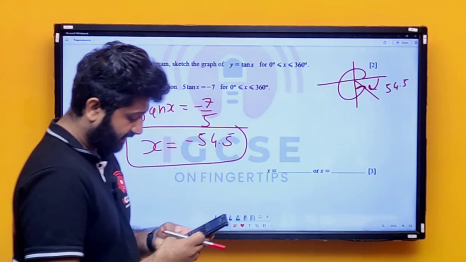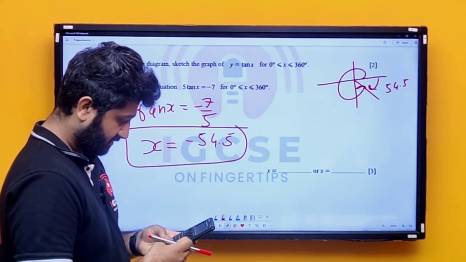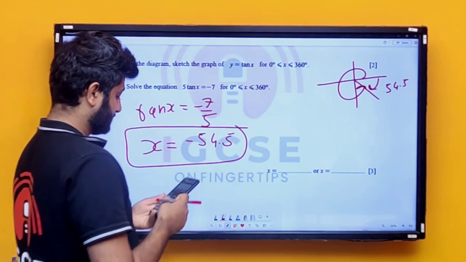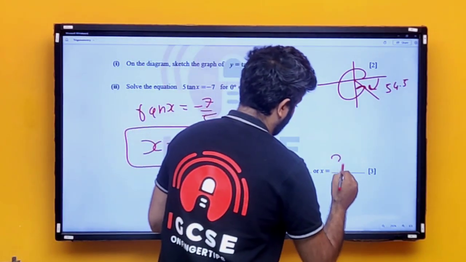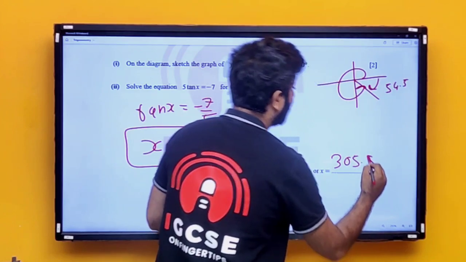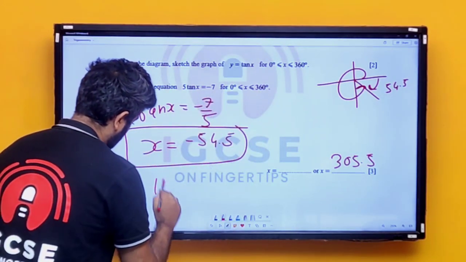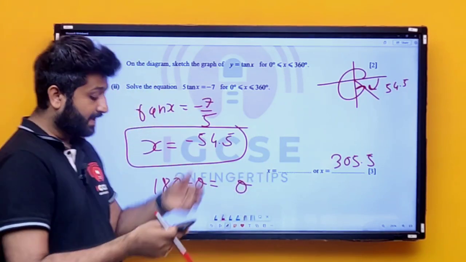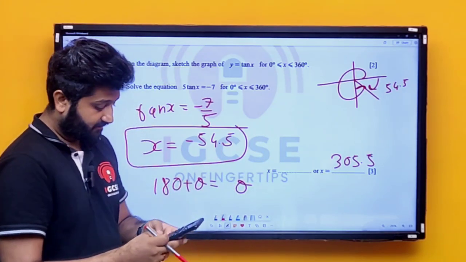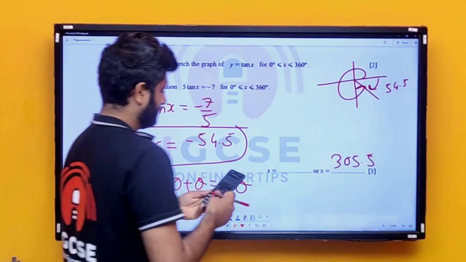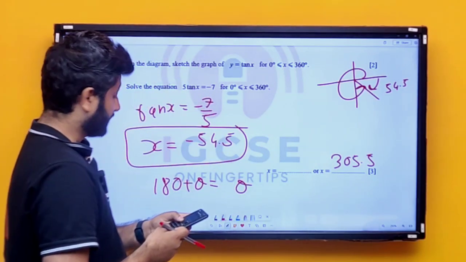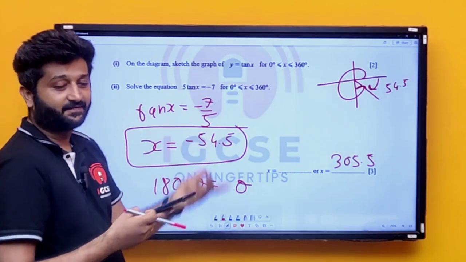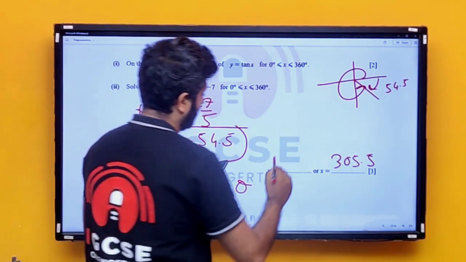Now we know that for tan, 180 plus theta has the same tan as theta. So 180 plus negative 54.5, which brings me to my second answer, that is 125.5. You should always check your answers in the equation, right? Now, next question. I think we'll leave this for you guys. This is a pretty easy question.